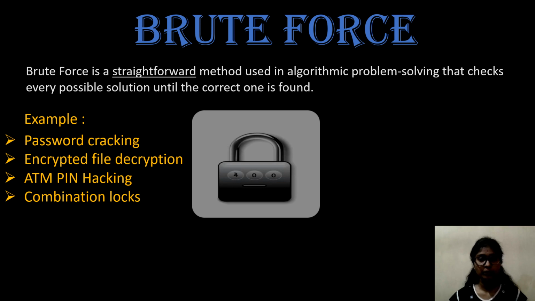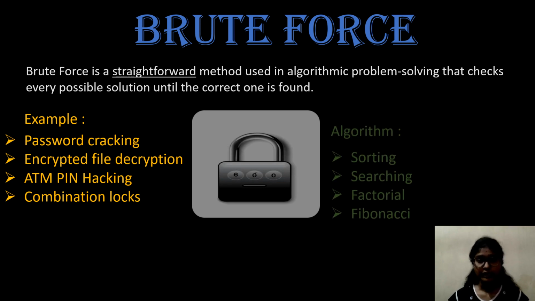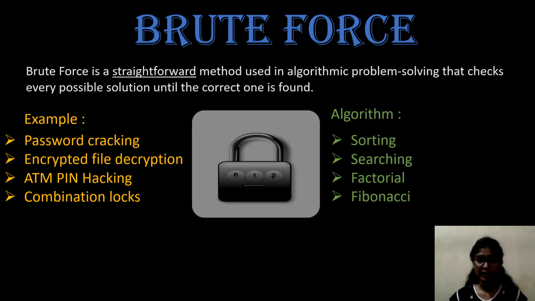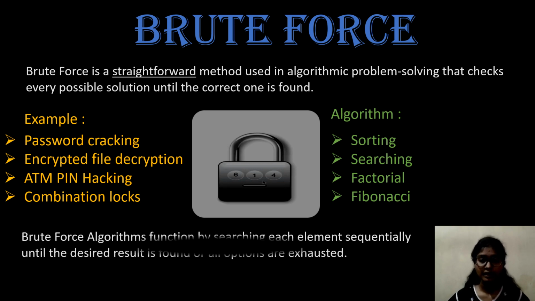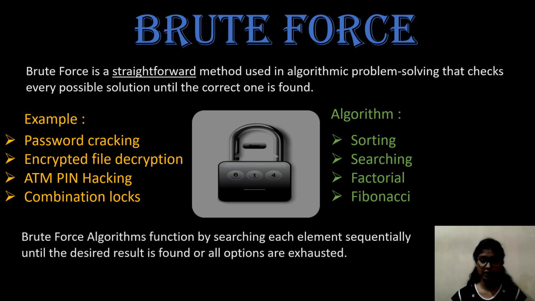While learning about the brute force algorithm, there are many examples, like searching for an element in a list or an array, sorting a list or an array, calculating the factorial of a number, and calculating the nth term of the Fibonacci sequence. Finally, we can say that a brute force algorithm works by searching each element sequentially until the desired result is found or all the options are exhausted.